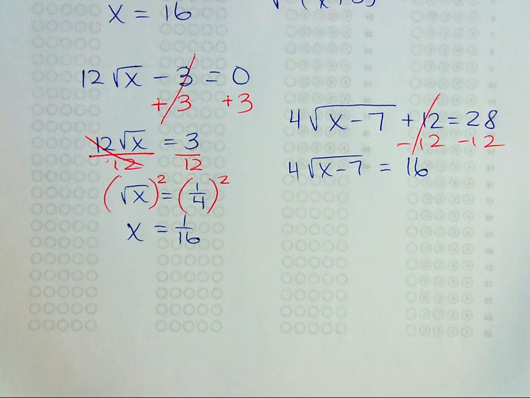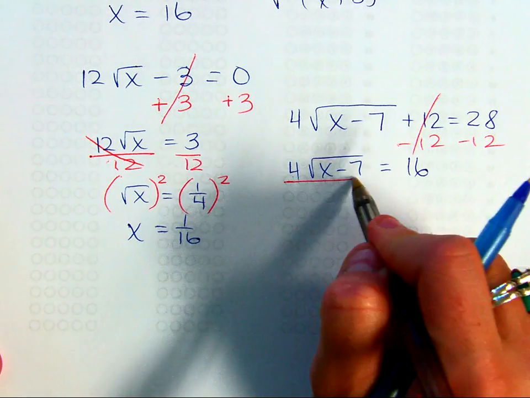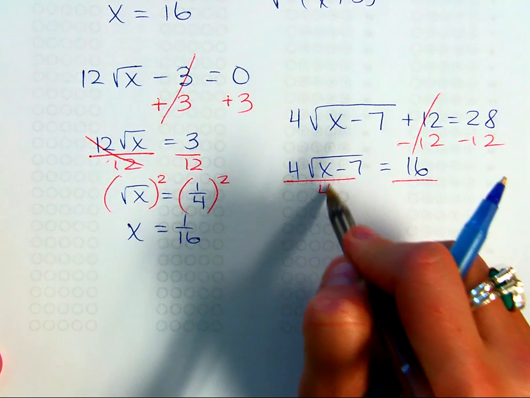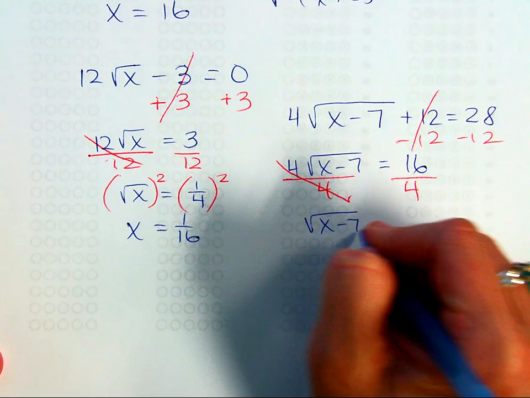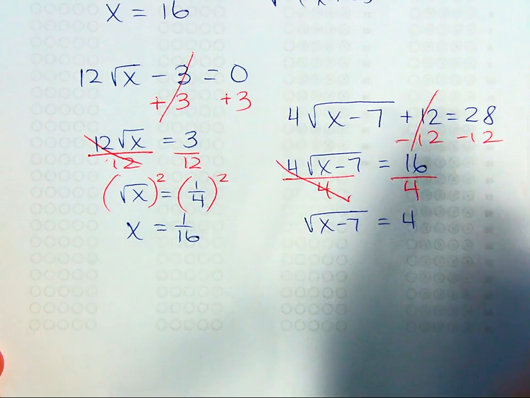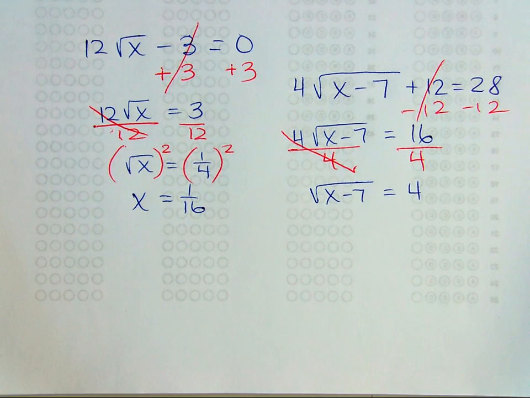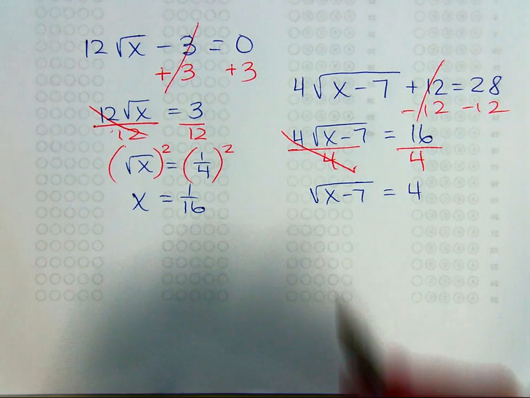Next step, divide by 4. Still have the square root of x minus 7. And this is so easy. What are you going to do now? Take the square root of both sides, or I'm sorry, not take the square root, it's already happening. Square both sides.